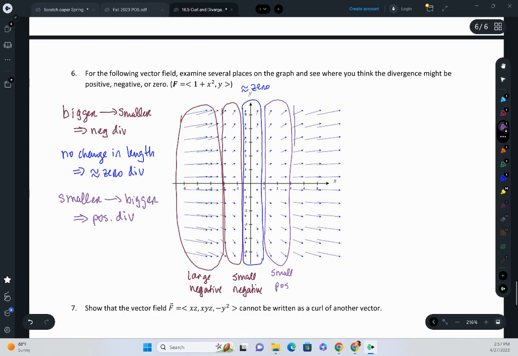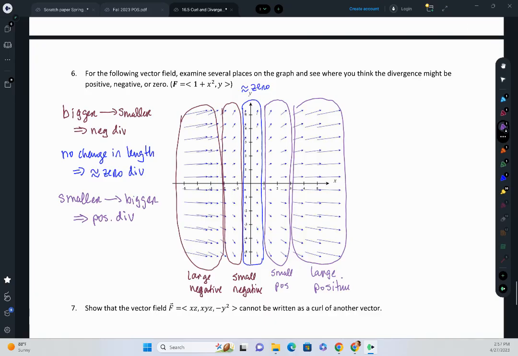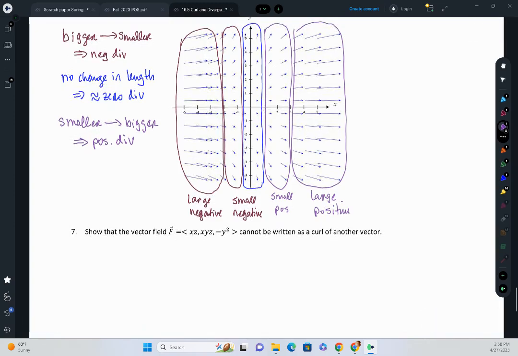And we can look to the right of that and see how the vectors are growing much faster, much bigger, and that's a large positive change, okay? Or in other words, a large positive divergence. So that's all we have to do. We're not going to calculate the actual divergence. We can just look at a graph and kind of make some assumptions based on the lengths of the vectors. That's it.